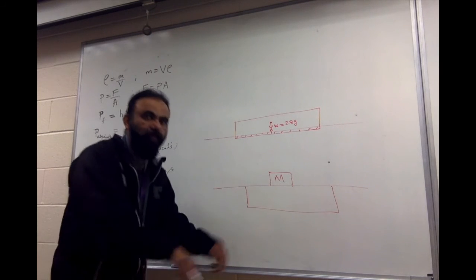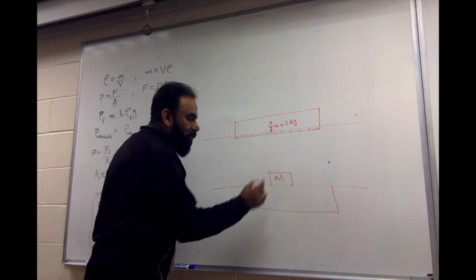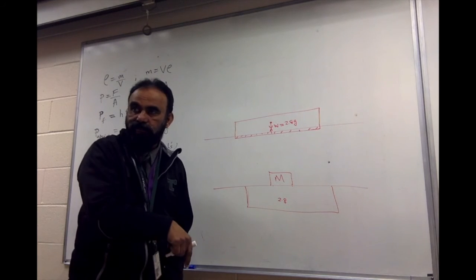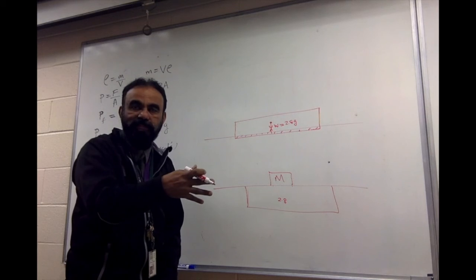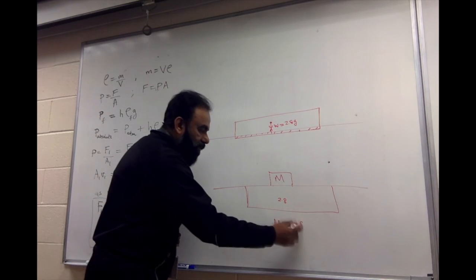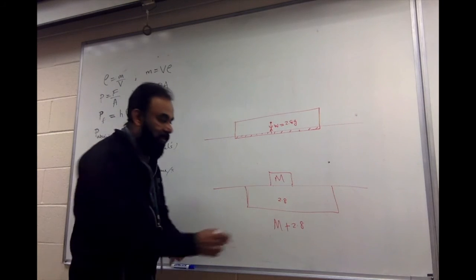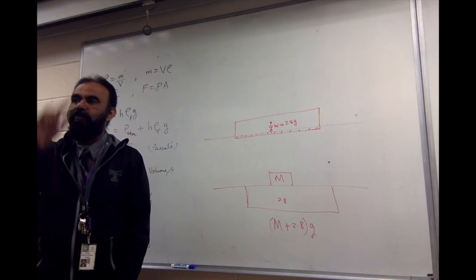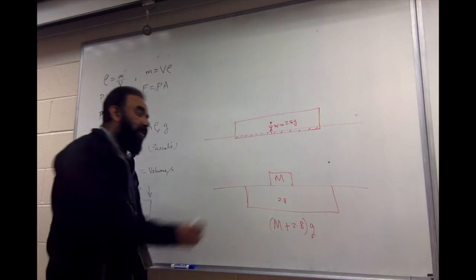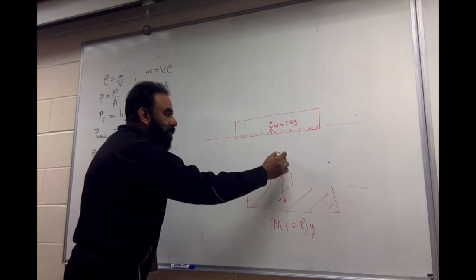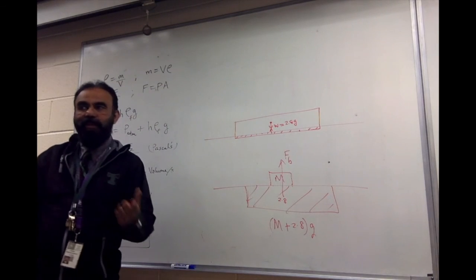What are all the downward forces? Weight and mass. One is because of this, and one is because of this, and the weight downwards, right? So what's the total mass? M plus 2.8. That's the total mass. Times gravity. That's the total weight downward. What's the only force upward? Buoyant force offered by the fluid displaced. The buoyant force. And they are equal.